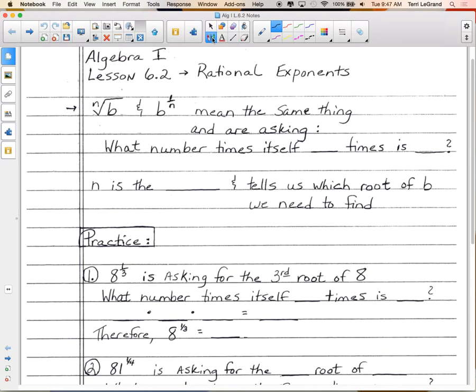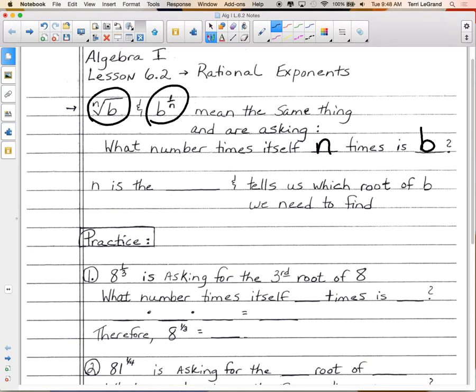Okay? So right here, would you circle these two? If we have it written like this and we have it written like this, they really mean the same thing. And here's how you actually say it. The first one is said the nth root of b. The other one says b to the 1/n power. They actually mean the same thing. Here's what both of them are really asking you. What number times itself, n number of times, gives you that b?